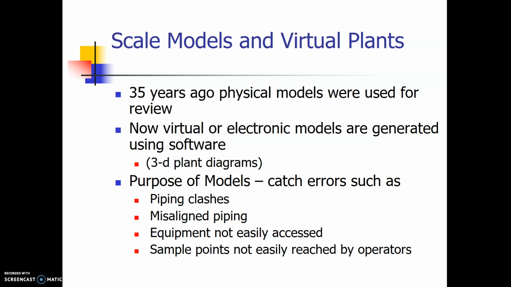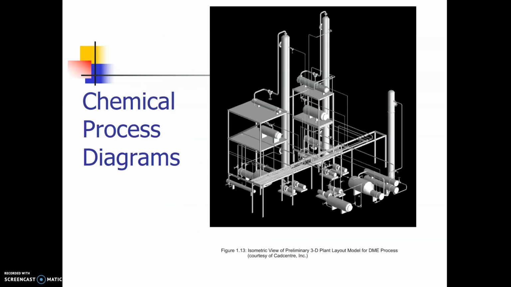Now 35 years ago, physical models had to be used, but now with the aid of computer software, we can use 3D software, and we can actually catch errors such as piping clashing, where a pipe goes into another pipe, or misaligned piping, and equipment that isn't easily accessible, using 3D visualization. So you can actually look at this and walk around it virtually and see if any pipes are in the way. And that can really help you out and see the processes as well.